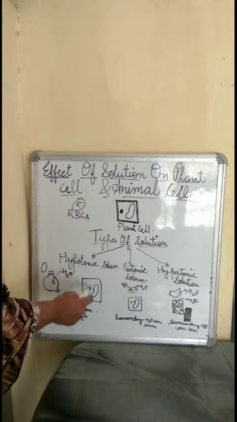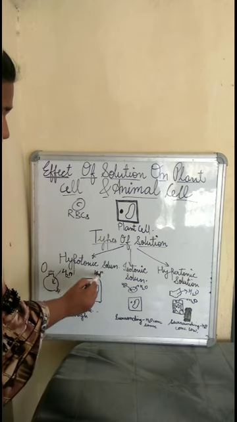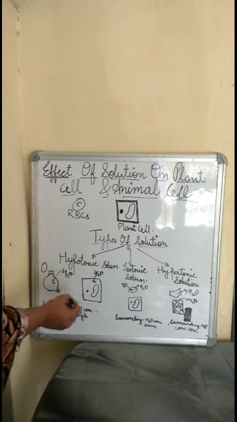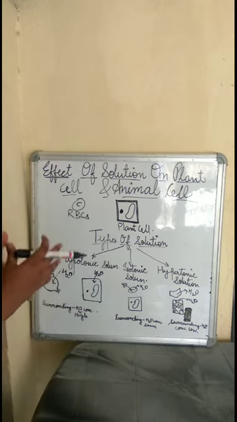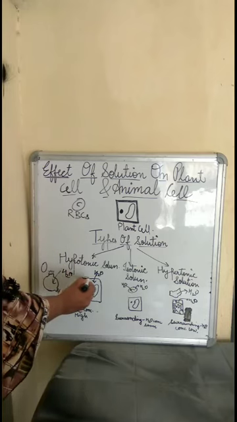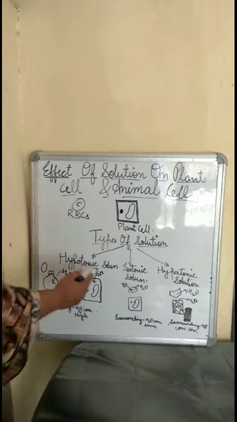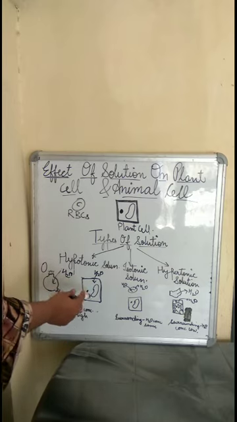But in the plant cell, water molecules also go inside if placed in the hypotonic solution, but it will just become turgid. It will swell up but it doesn't burst. Why doesn't it burst? Because of the presence of the cell wall around the cell. We will be discussing the role of the cell wall later in this chapter.